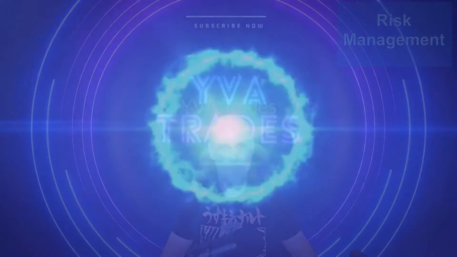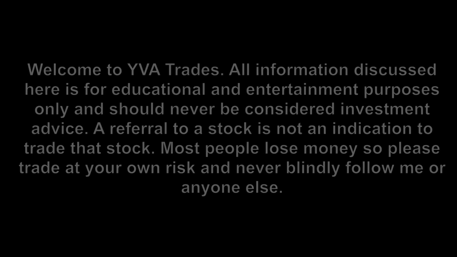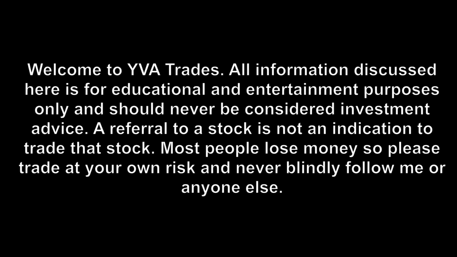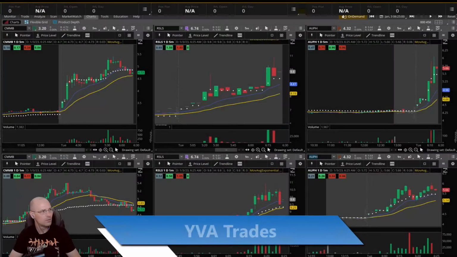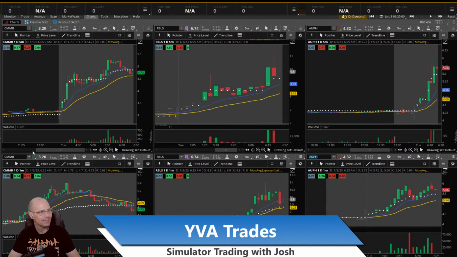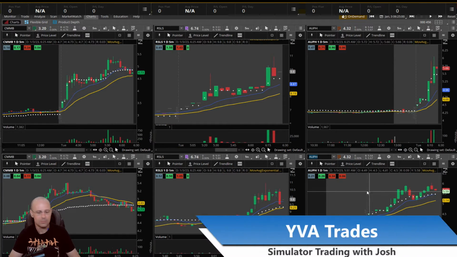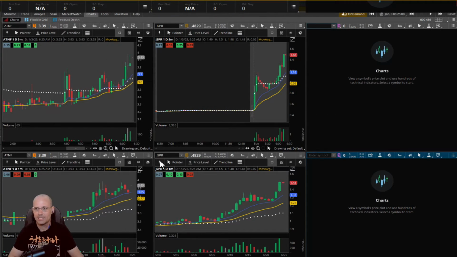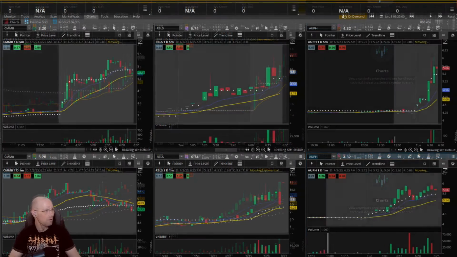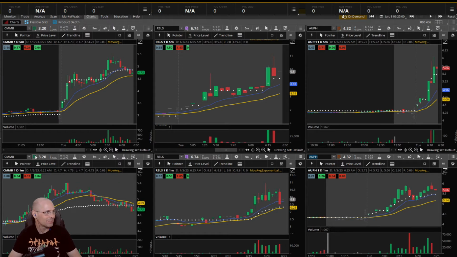Here we go. And we have CMMB as the leading gapper, RSLS, AUPH, and over here I have ATNF and JSPR, and I may have lied. Actually, the leading gapper was HZN, but it didn't look good at all, so we're not even going to look at that. All right, leading gapper, in my mind, CMMB, 15-minute time frame.